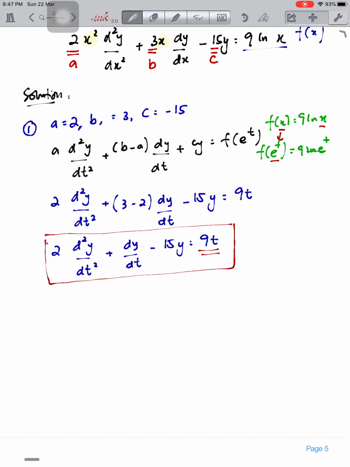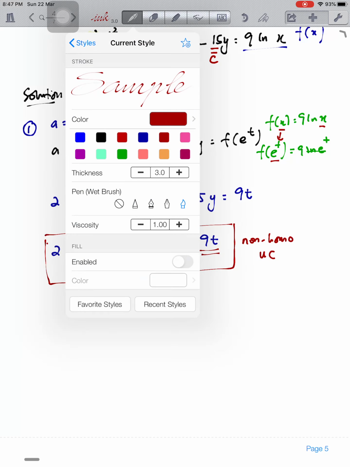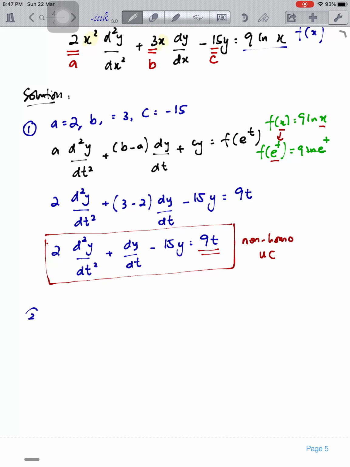But because the 9t right here is not equal to 0, we know that this is a non-homogeneous equation, and it's even specified in the question itself that we have to solve this by using the undetermined coefficient method. So that will be step number 2. Okay, now I'm going to do the undetermined coefficient method.